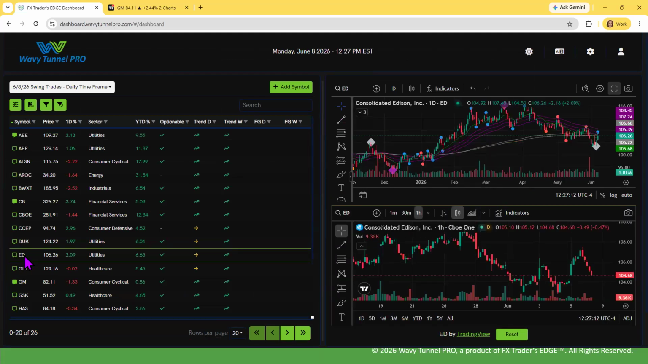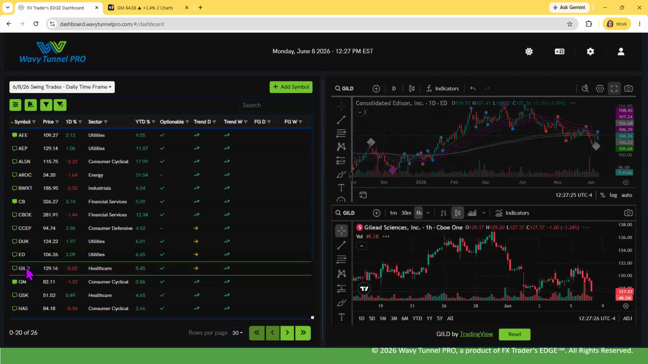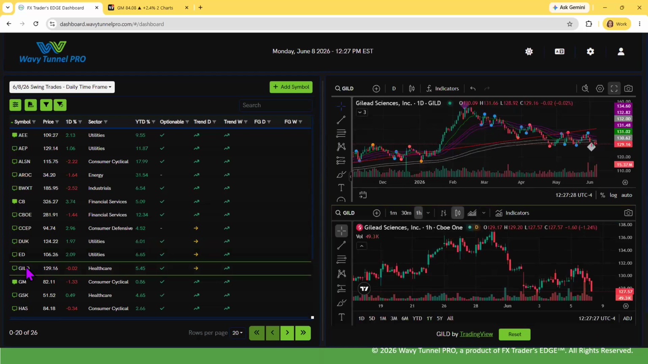This is another utility. This was up 2% on Friday, year to date 6.65%. The pattern looks nice. We've sold off today as expected, right? GILD, I would hold off on this. There's just too much sideways price action here. Just seems to me that we could make a new low here.